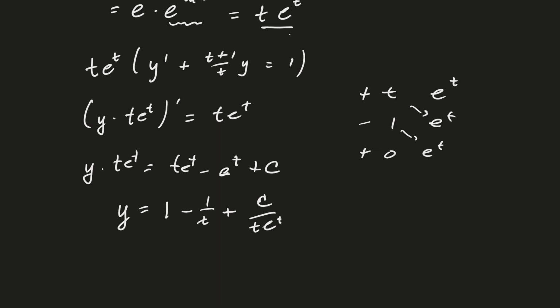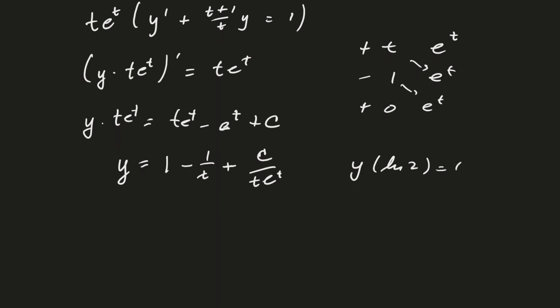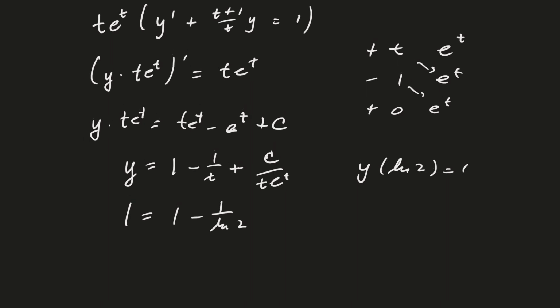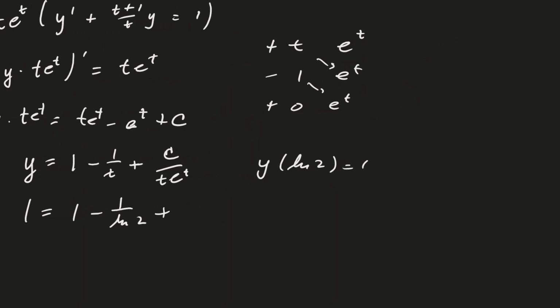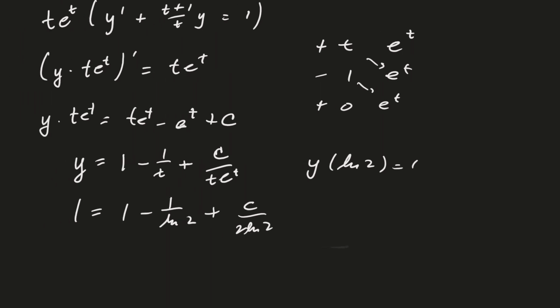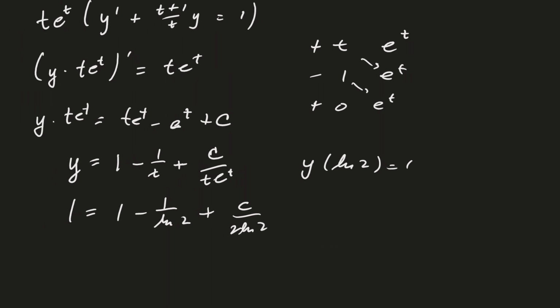Okay, so now we have the y of natural log of 2 equals 1, so we can go ahead and put in our numbers. E to the natural log of 2 is just going to be 2, so this is going to be plus c over 2 natural log of 2. Okay, and so, well, you could finish that up. Solve for c.